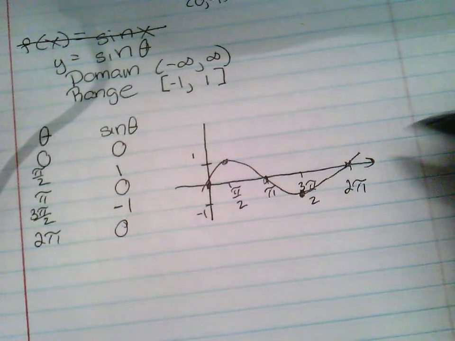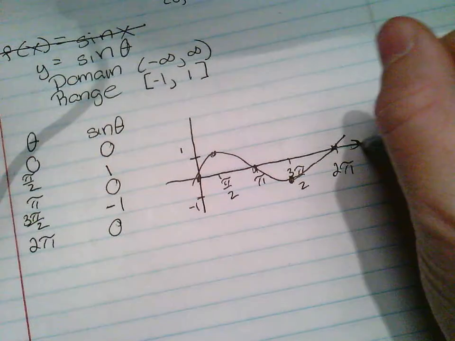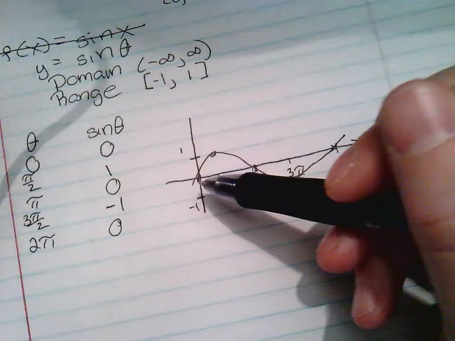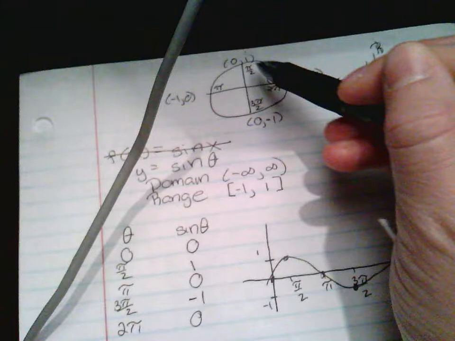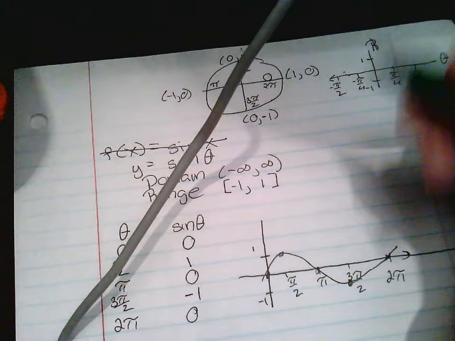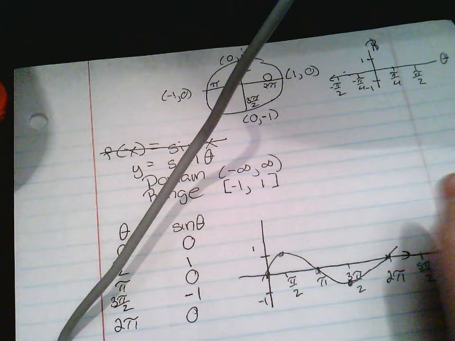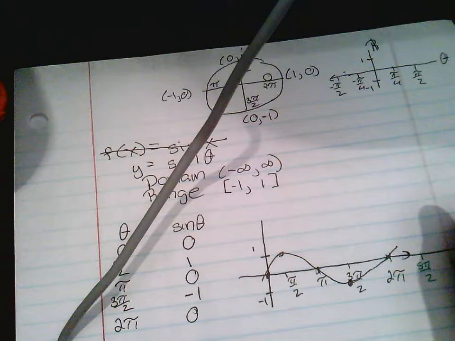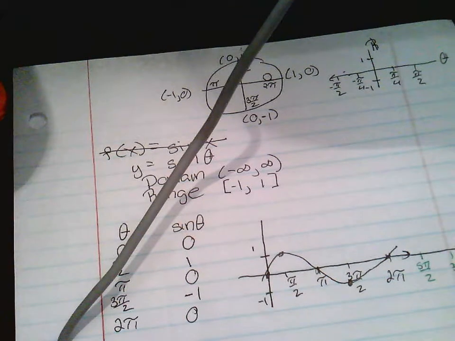So for instance, if we wanted to make the graph bigger, so this is one cycle. This is one time around the unit circle, okay? But it's a continuous function because the domain is negative infinity and positive infinity. So if we keep going, we're going to have, let's see, 3 pi over 2... 5 pi over 2, 3 pi, 7 pi over 2, and 4 pi. So this would be known as 2 cycles, okay?